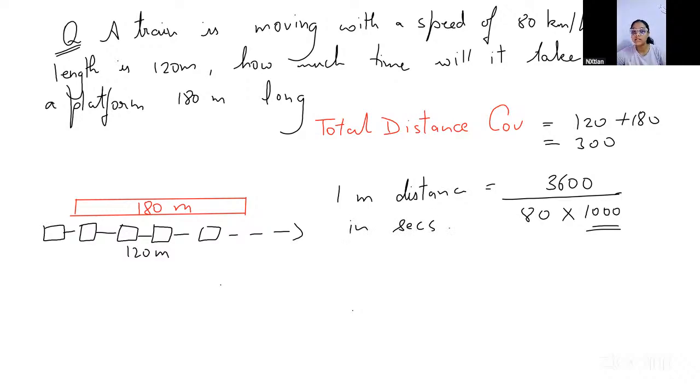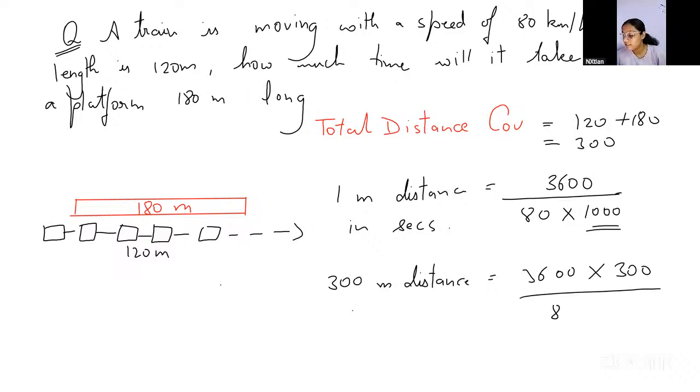Okay, but we have to find out for 300 meter distance. Ma'am, will we do 3600 into 80 multiplied by 1000 into 300? 3600 into 300 divided by 80 into 1000. Now cancel them.